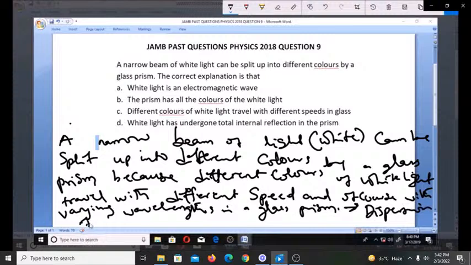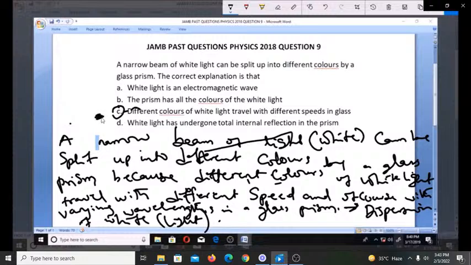Dispersion of white light. So whenever you're asked what is dispersion of white light, it is what happens when a narrow beam of light is split up into different colors because of its passage through a glass prism. And this happens because the different colors in this very white light travel with different speed and of course varying wavelengths. So you can see that the answer from the options is just option C.